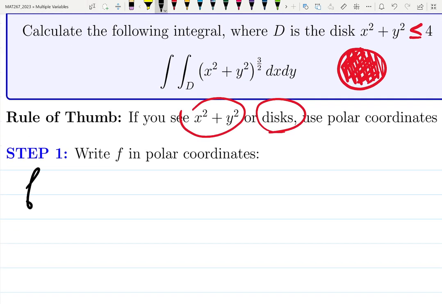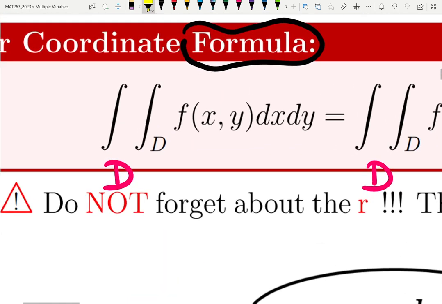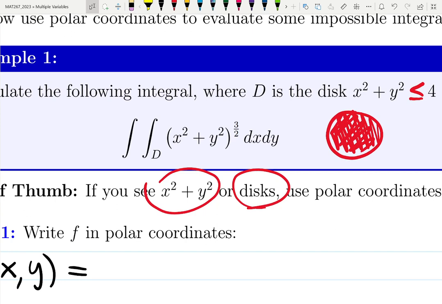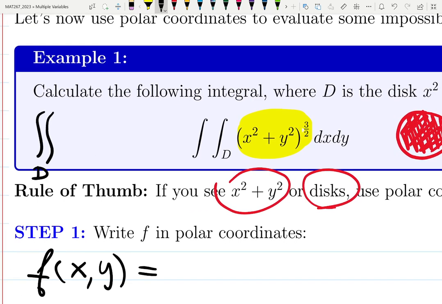So f of x comma y. Step 1: write f in polar coordinates first. What is f? I don't see f. Where is f? Let me go back to the formula. This is f: f of x, y dx dy. Where is f in this particular problem? x squared plus y squared to the 3/2. Whatever is inside, that's f. So let me write it down for you: double integral over D of f(x, y) dx dy. That's how I know what f is.